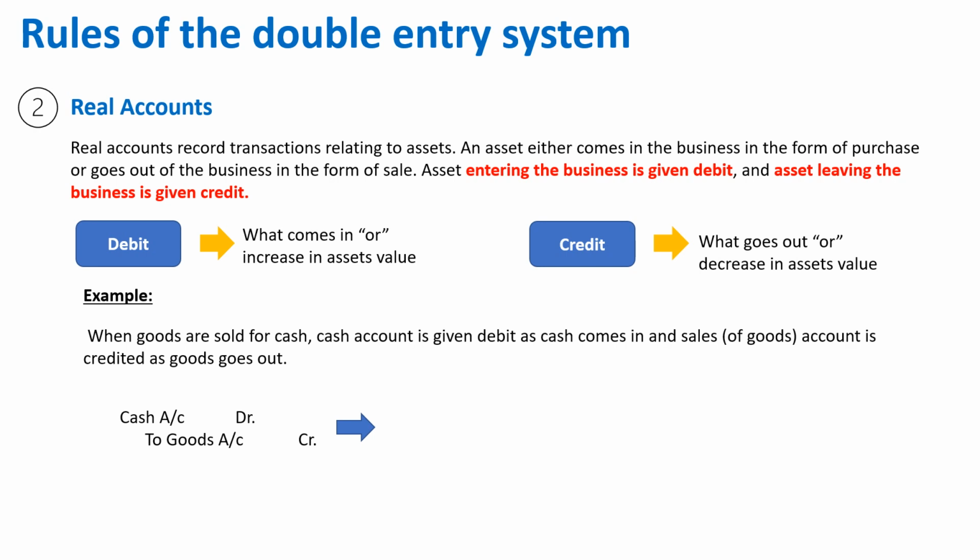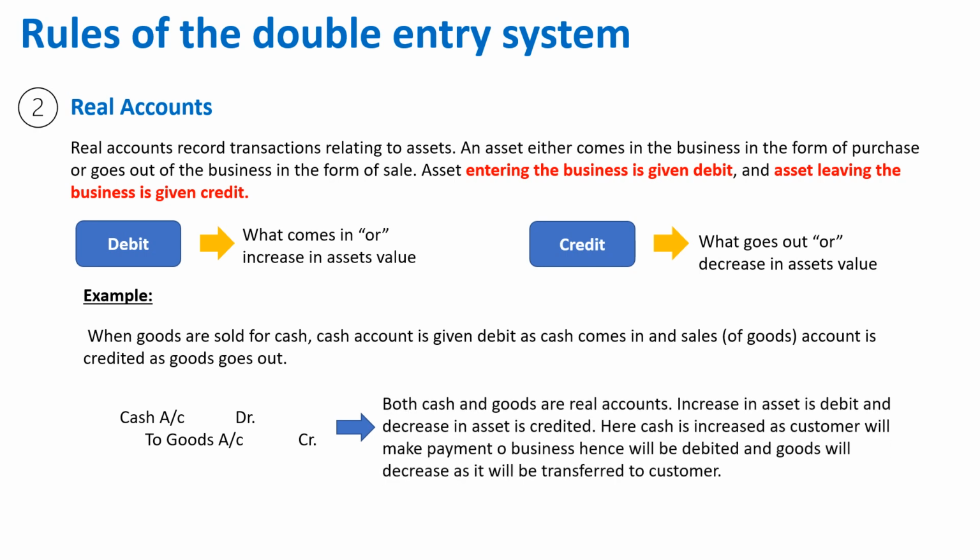So cash account is debited to goods account. If you see here, both cash and goods are real accounts in this particular entry, because goods is the inventory, which is a real account. Tangible real account. Cash is also a tangible real account. Goods are going out, hence credited, because there is a decrease in asset for the company, or you can say what goes out. On the other side, for cash, the asset increases for the company, or you can say what comes in is debited. So in this case, the entry will be cash account debited to goods account.